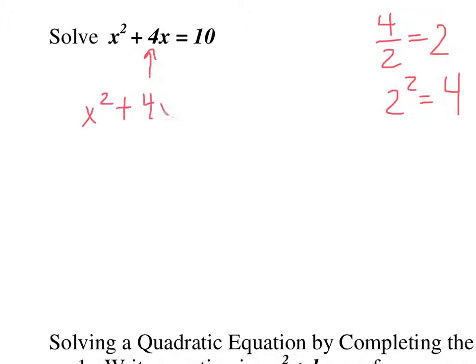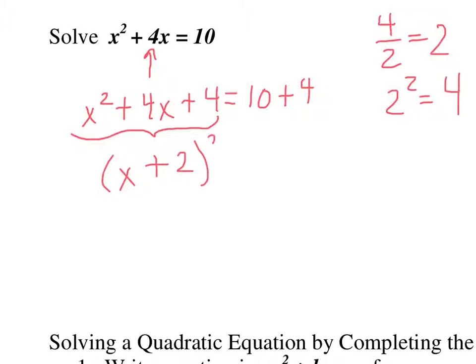If we add 4 to both sides of the equation, and we must add it to both sides to keep the equation in balance, then we have chosen the one perfect number that allows this to be a special product that can be factored as x plus 2 quantity squared, and it equals 14.